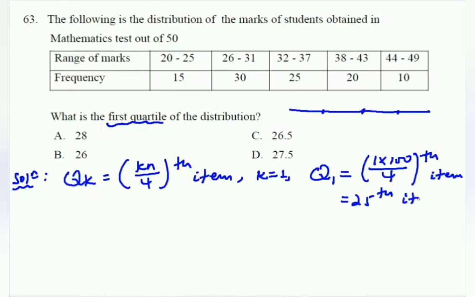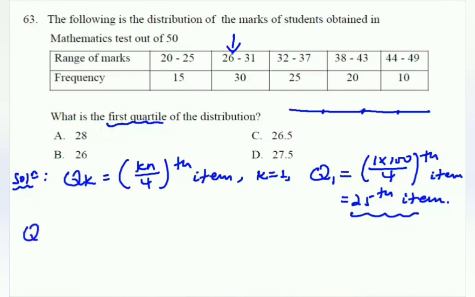So we will find the value of this item. In the first group, the first 15 elements are in the first group. The next 30 elements are in the second group. Therefore, the 25th item will be in the second group. So identifying the group is very important.